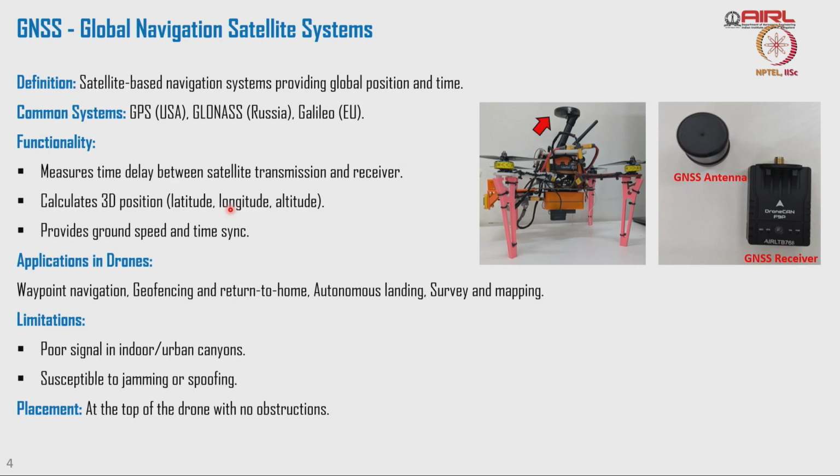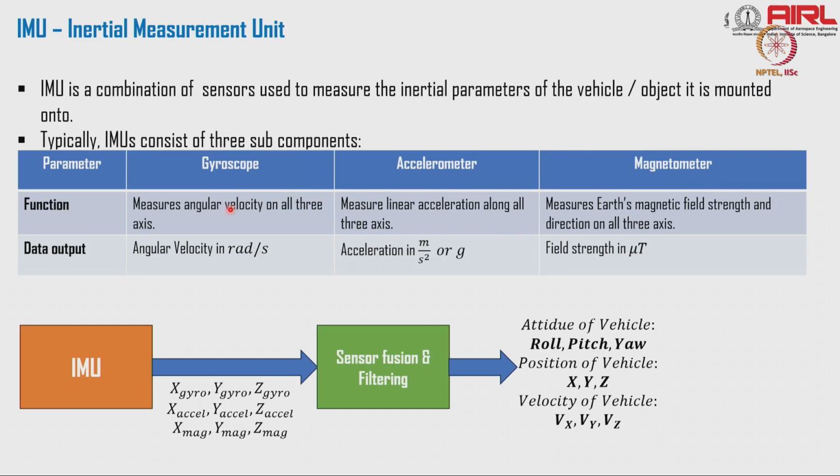Okay. Usually the GPS antennas are placed on the top of the drone so that you don't have obstructions and there is no multipath, so that you can get perfect positioning accuracy, right.